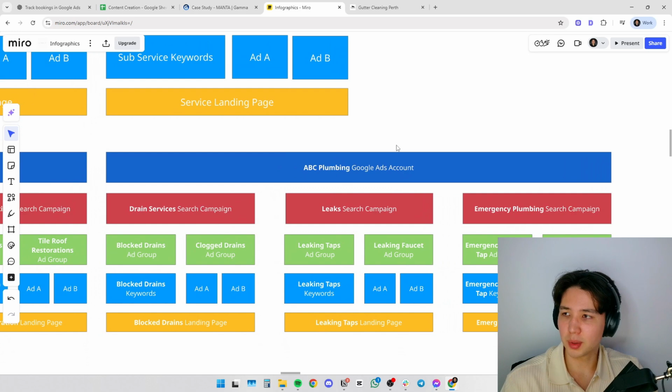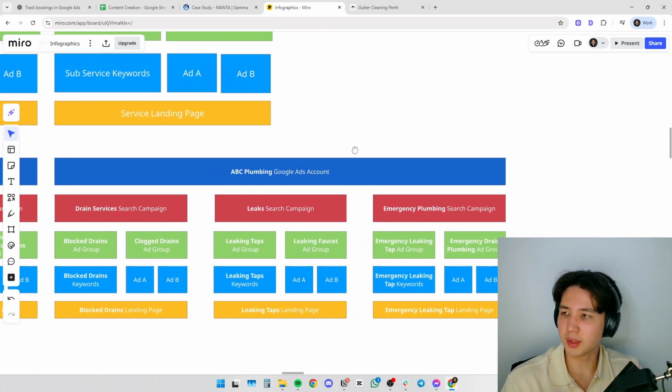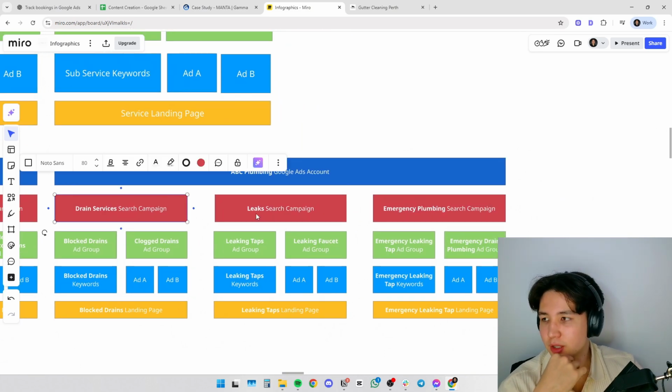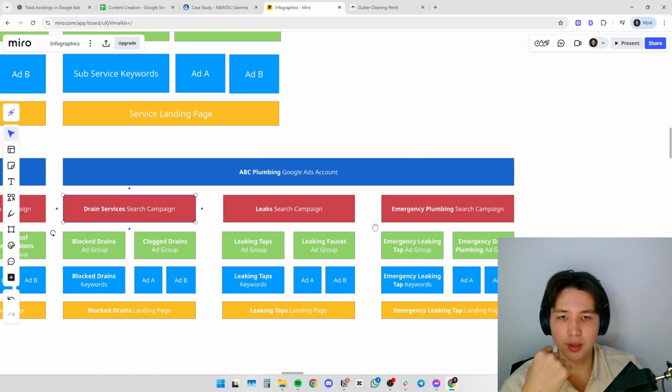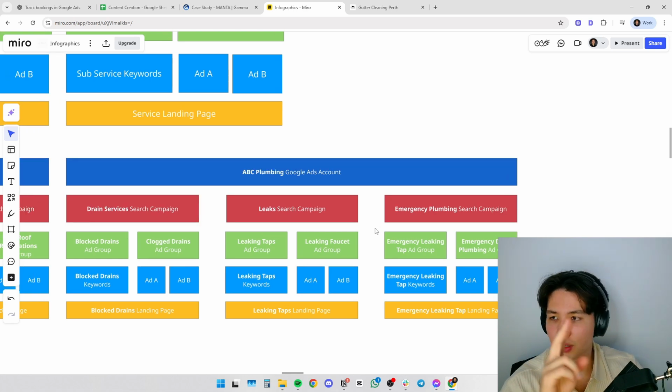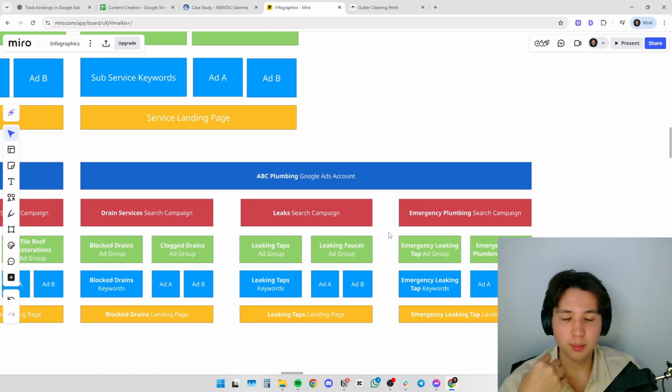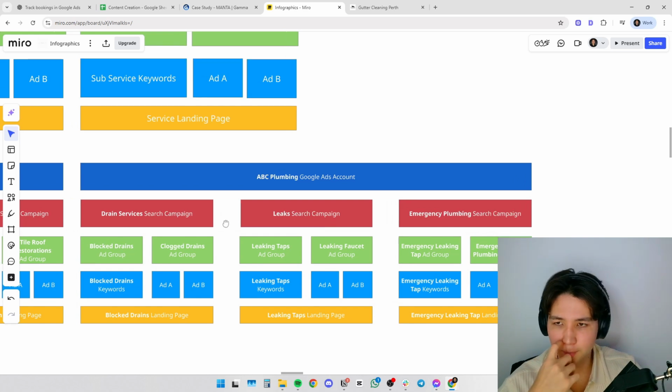So let's just go through a few examples. So let's say you have a plumbing business. Let's just call it ABC Plumbing. You have a search campaign for different services. So we have drain services, leaks, and emergency plumbing. Now, that is divided based on an overarching theme, but you can also divide it based on the budget, right?